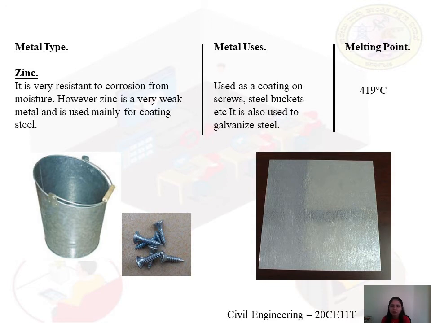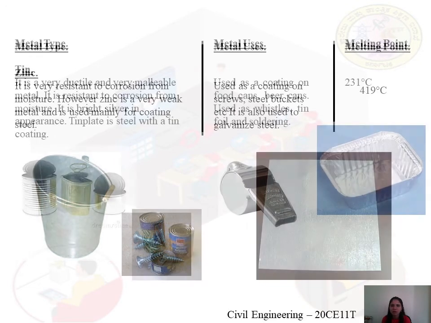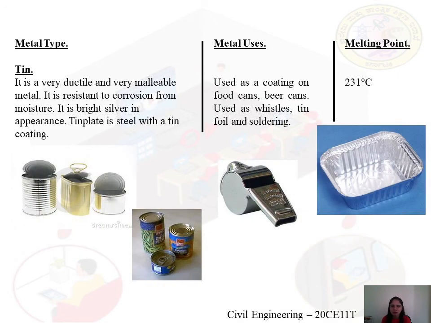The next one is tin. Tin is not there in your syllabus, but still I'll just brief you about what this tin is. Tin is a very ductile and malleable metal. It also has resistance to corrosion and moisture. It is bright silver in color. Tin plate is steel with a tin coating.